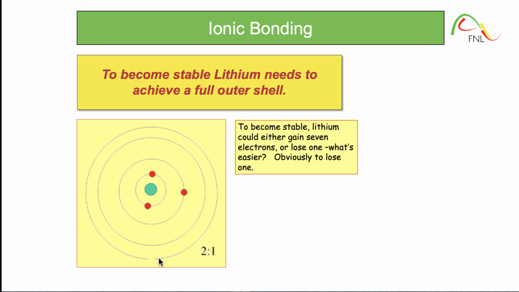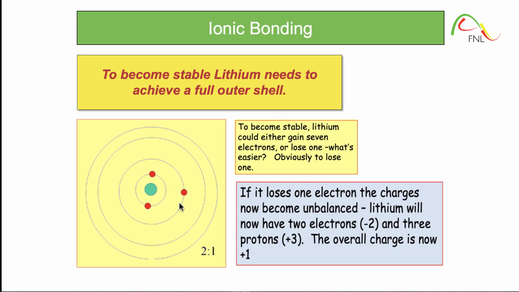So we know lithium has got 1 electron in the outer shell. To become stable, lithium needs to achieve a full outer shell. It can do this in one of 2 ways. So to become stable, lithium will either gain 7 or lose 1. Now what's easier? Pretty obviously it's much easier to lose 1 than to gain 7. So if lithium loses 1 electron, the charges now become unbalanced. Lithium will now have only 2 electrons, because this one's been given away, but the nucleus still has 3 protons. So the overall charge is -2 and +3, so the overall charge must now be +1.